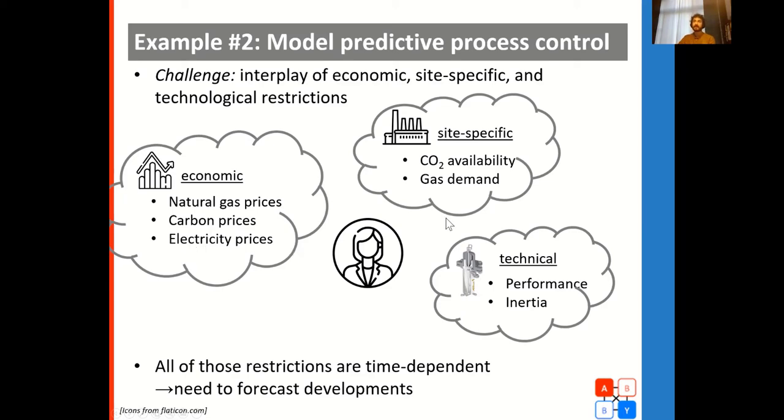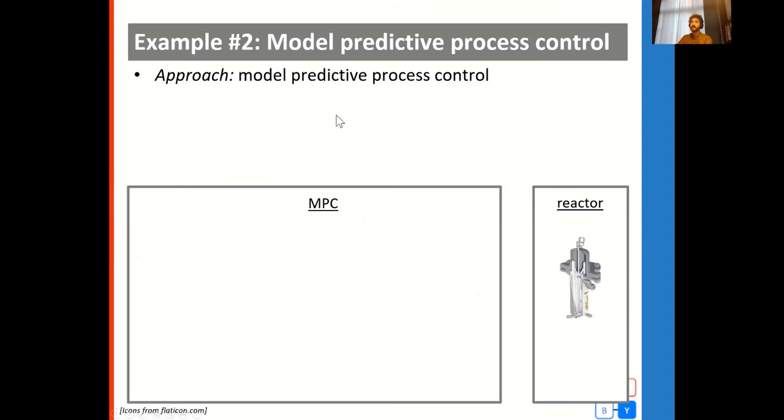So all of those restrictions basically are time dependent. Prices are changing at the stock exchange, CO2 availability and gas demand are time variant. And also these technical restrictions force us to know about what's coming in those time dependent variables. So there's a need to forecast those developments. And this is where we are using AI in this project. So just to show you the very simplified, general approach of our model predictive process control in this case, and then we'll dive a bit deeper into where and how we use AI in this context.